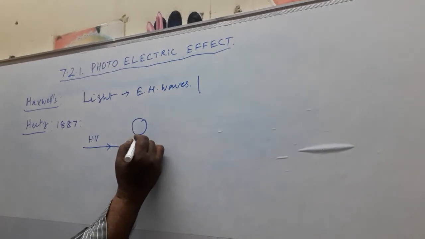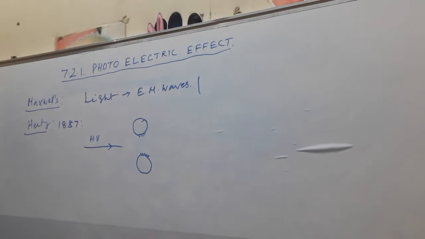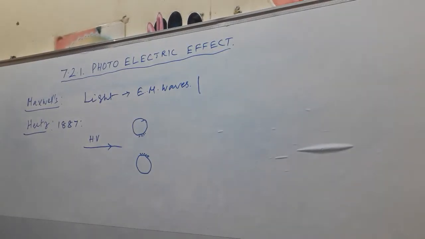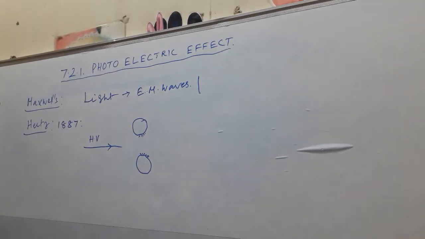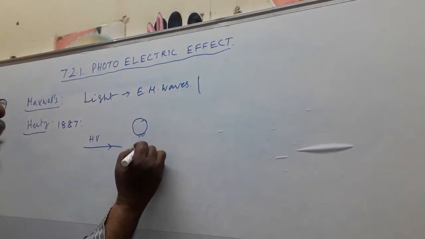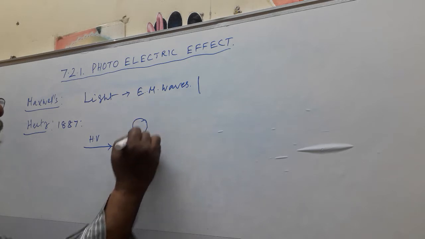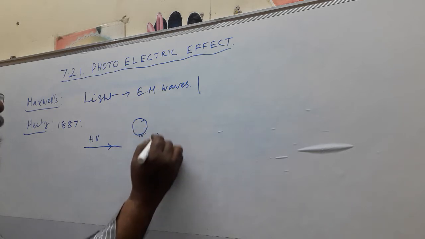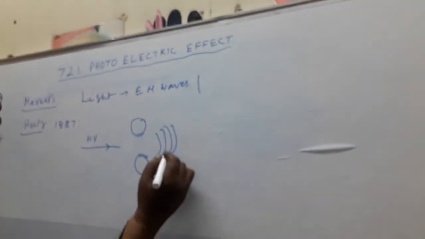What will happen? There may be a spark produced by the spherical spheres. After the spark happened, the charged particles in between these two spheres moved fast back and forth, so that electromagnetic waves are produced.